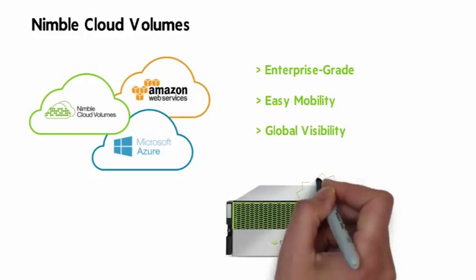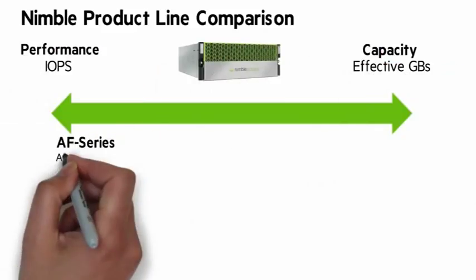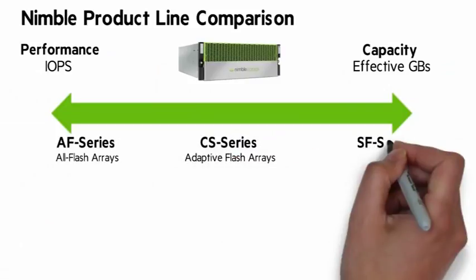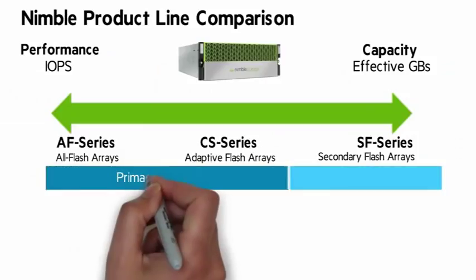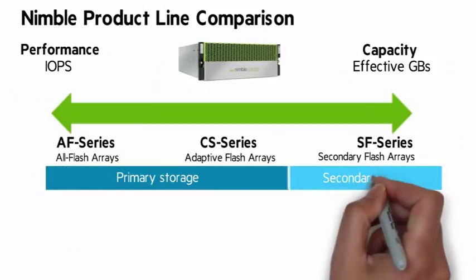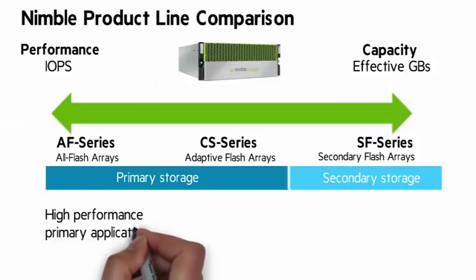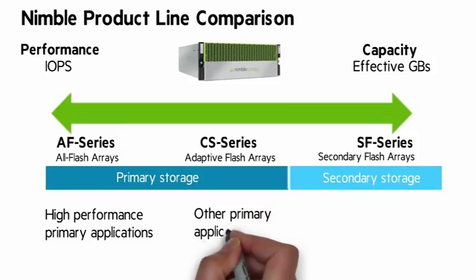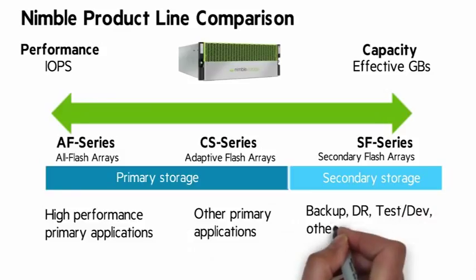Two last things to cover. First, to look at a product line comparison. We'll look at maximum performance on the left and maximum capacity on the right. The Nimble Storage AF series is the all-flash, and HPE will have the AF1000 available starting in June. The CS series is the adaptive flash array, or hybrid flash. HPE will have the CS1000 and CS1000H available, and the SF series is the secondary flash arrays, and HPE will have the SFA 100 and 300 on our price list.